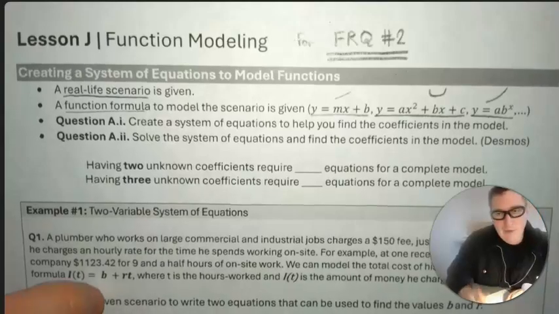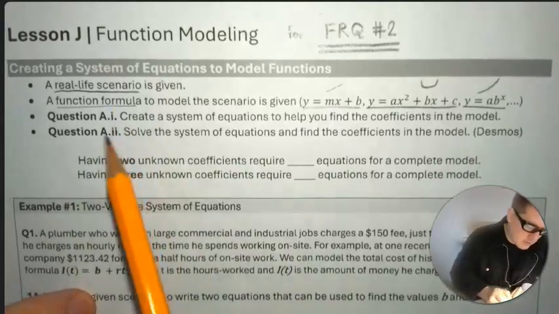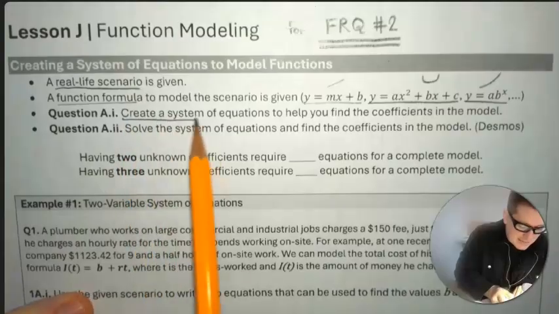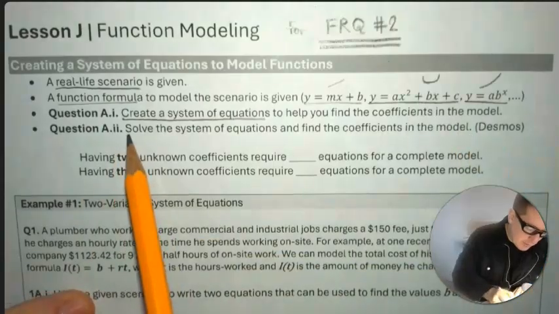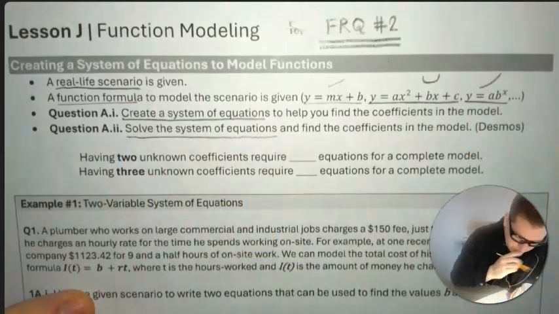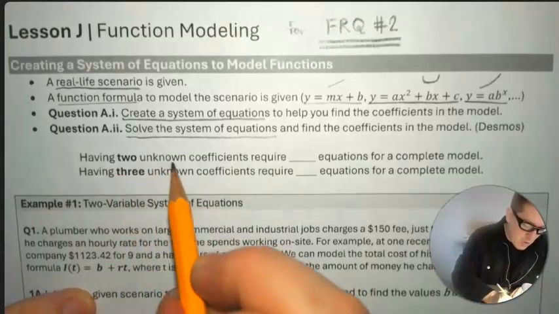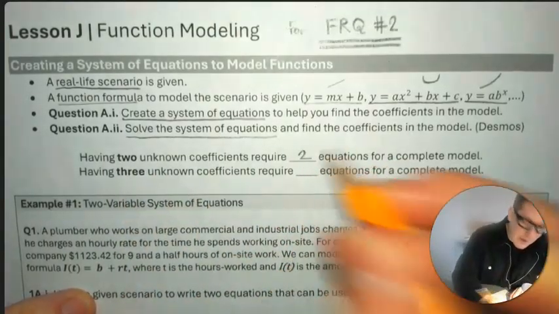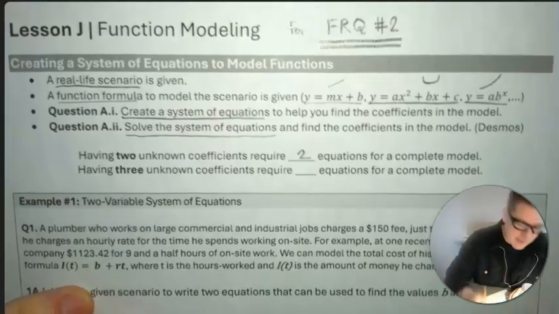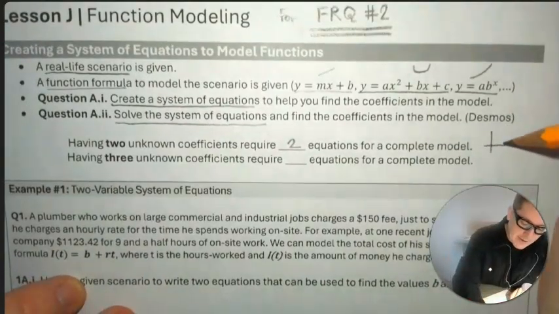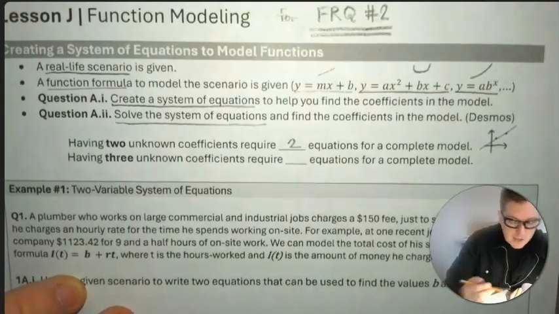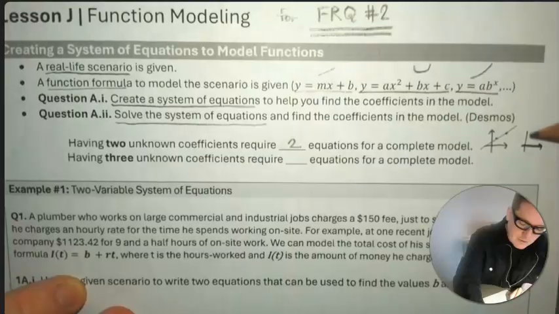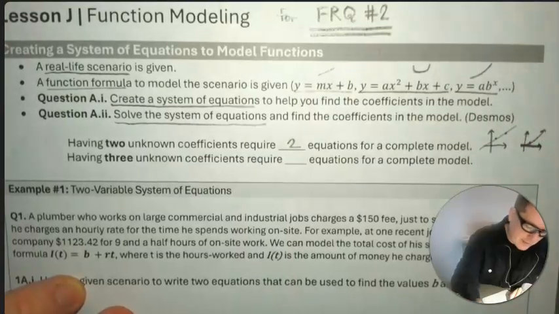So what you have to do in FRQ number 2 is 2 steps. You have to create a system of equations to help you find the coefficients of the model. And then you're supposed to solve the system of equations. So having 2 unknown coefficients require 2 equations. If you have 2 unknowns, you have to have 2 equations. That's akin to saying, in order to draw a model, I need 2 points to make a line, for instance. Or possibly I need 2 points to create an exponential model, right?